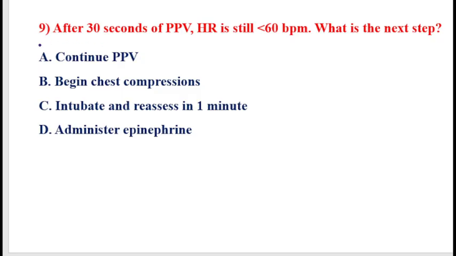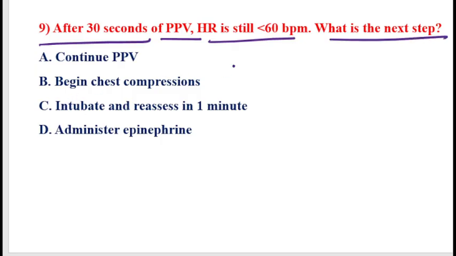Next question, after 30 seconds of positive pressure ventilation, the heart rate is still less than 60 beats per minute, what is the next step? So we have received the baby, the baby is not crying, muscle tone is weak, and we have started with warming, stimulation is also given, and even after 30 seconds of positive pressure ventilation, we check the heart rate. If the heart rate is less than 60 beats per minute, then what is the next step?